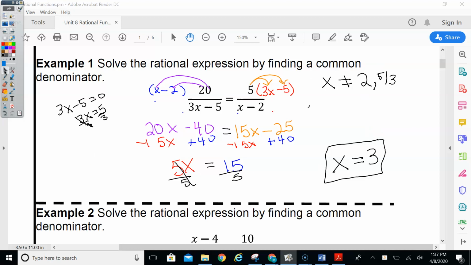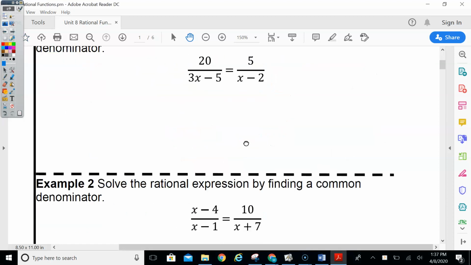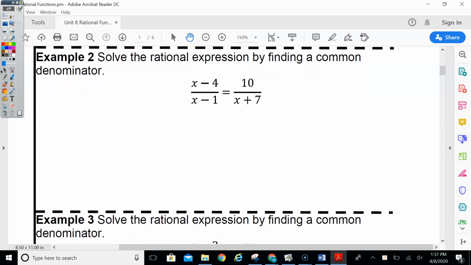Okay, so if we look at example number 2, again, still finding that common denominator. Let's say real quick what x cannot be. For this denominator, it cannot be positive 1. And for this denominator, it cannot be negative 7. If our answer ends up being those, then we have to throw them out. It becomes an extraneous solution. So this denominator, we want to multiply this side by x plus 7, x plus 7. This denominator, x minus 1, we need to multiply this side by x minus 1, x minus 1.